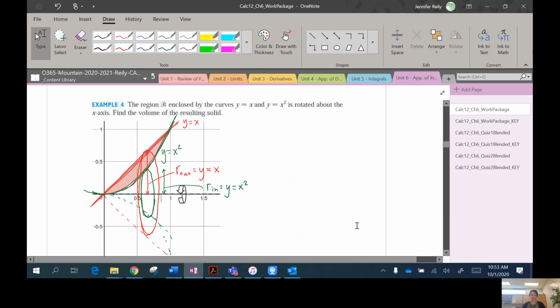So when we calculate the area of each, let me just draw this here. The outer radius of each washer is going to be the red line, so x. The inner radius is going to be x squared. And my bounds for my integral are going to be from x equals 0 to 1. You can see that on the drawing there.